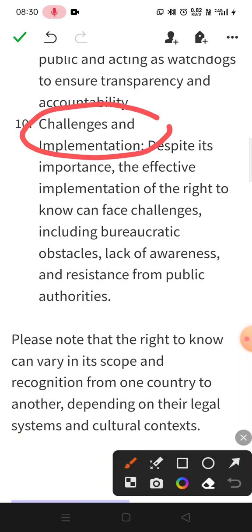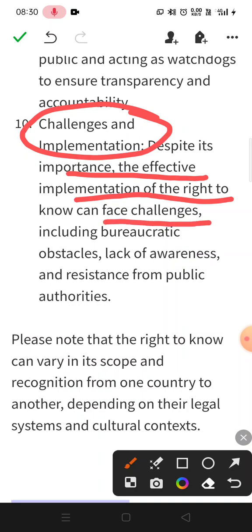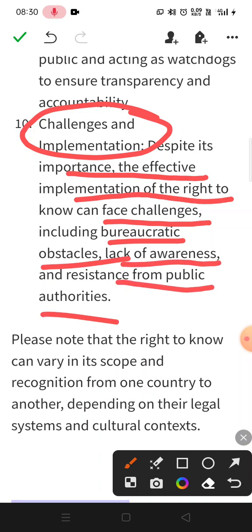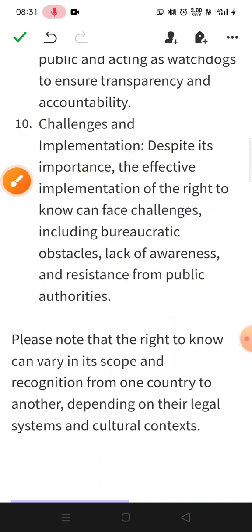Challenges and implementation. Despite its importance, the effective implementation of the right to know can face challenges, including bureaucratic obstacles, lack of awareness, and resistance from public authorities. Those are the challenges, okay. And something needs to be implemented, so that we can do it better, right? So those are the things, okay.